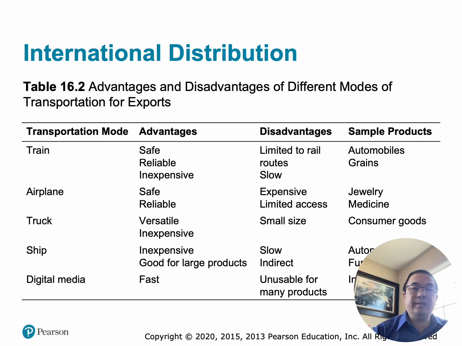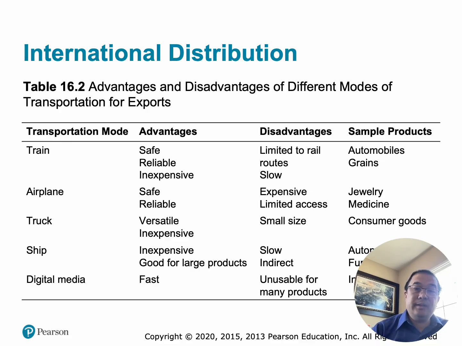Number 2, airplane or air freight. The advantages of this are it's fast, safe, and reliable. The disadvantages are it's very expensive and it offers limited cargo space and airport access. Typical products are jewelry, medicines, electronics, and emergency supplies. A pharmaceutical company shipping vaccines internationally often uses air freight because speed is critical.